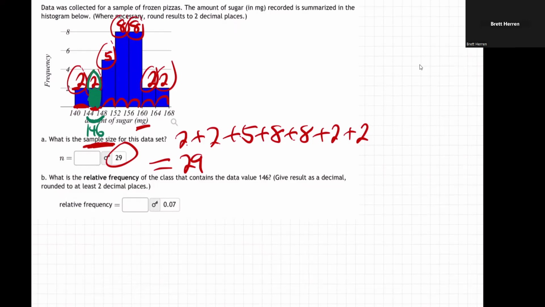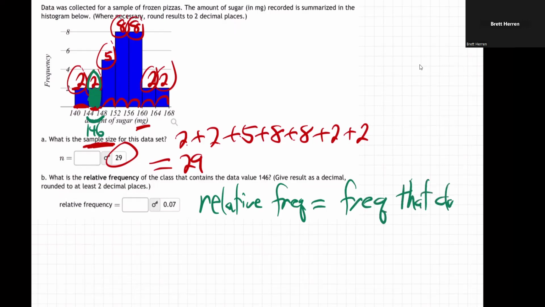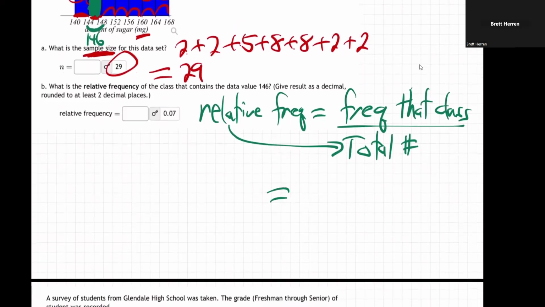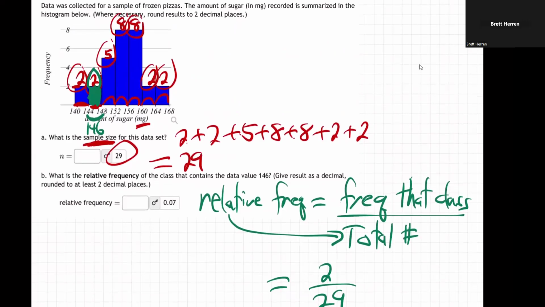That's 2 pizzas. Whenever they say relative frequency, they mean the frequency for that class over the total number. Relative always means with relationship to the total. What part of the total? So that's 2 out of 29. See how I came up with that? Because there's 2 pizzas in this section, where you would find 146 milligrams, right?